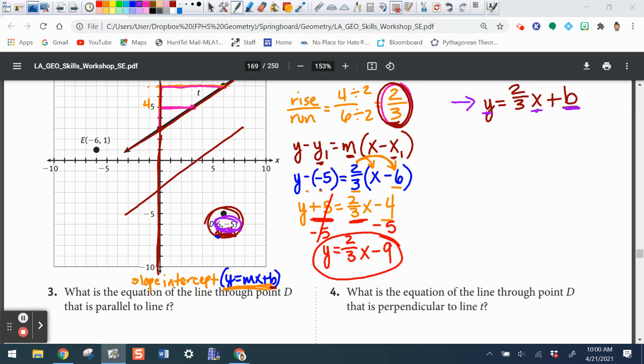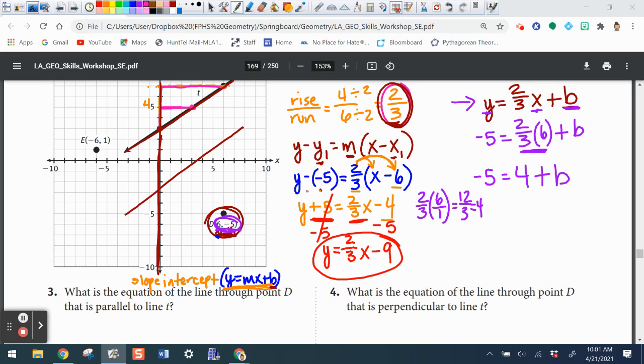So I'm going to replace y with negative 5 from point D and x with positive 6 from point D. What I need to do first is simplify this side because I can multiply 2/3 times 6. So I'll bring down the negative 5. 2/3 times 6, I'll do the math real quick right here. 6 over 1. 2 times 6 is 12. 3 times 1 is 3. And 12 divided by 3 is 4. So this simplifies to positive 4 plus b.